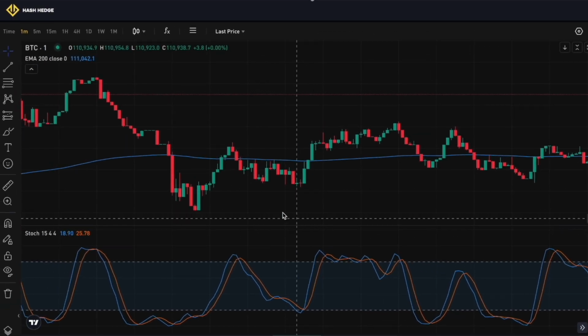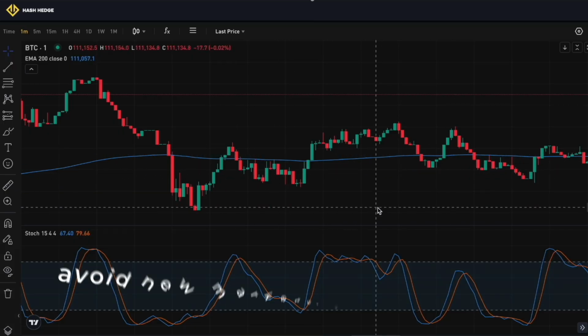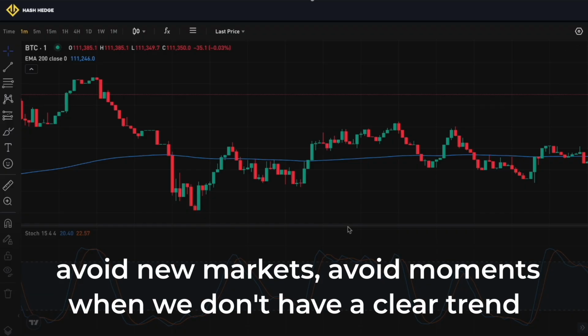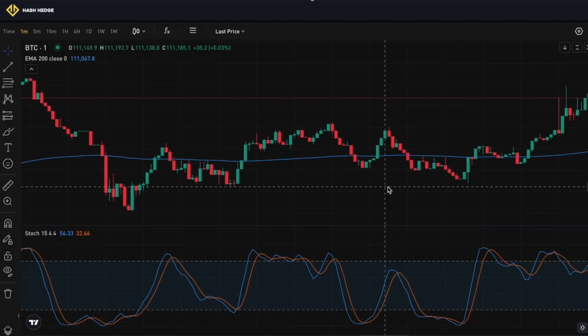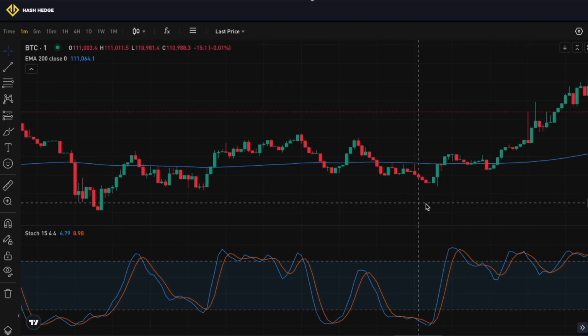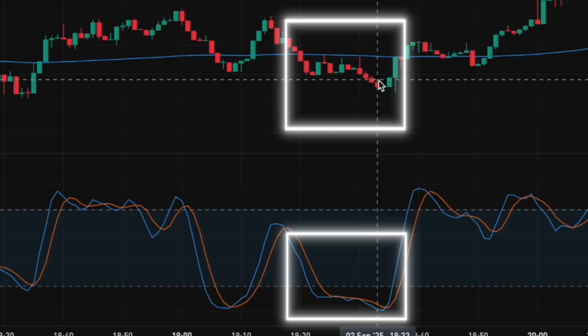As you can see, this mechanism of mutual filtering of signals helps us avoid flat markets, avoid moments when we don't have a clear trend, and avoid inaccurate trades. So let's keep looking for good entry points. As you can see, the situation here is the same.